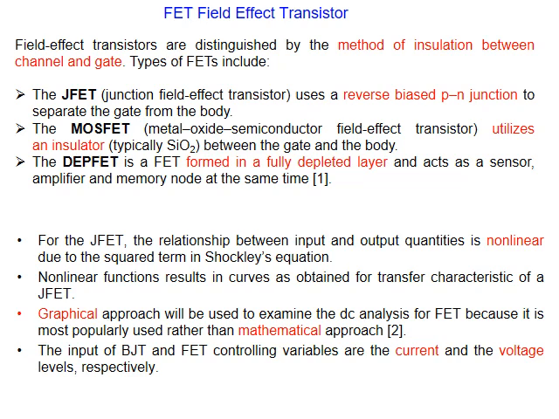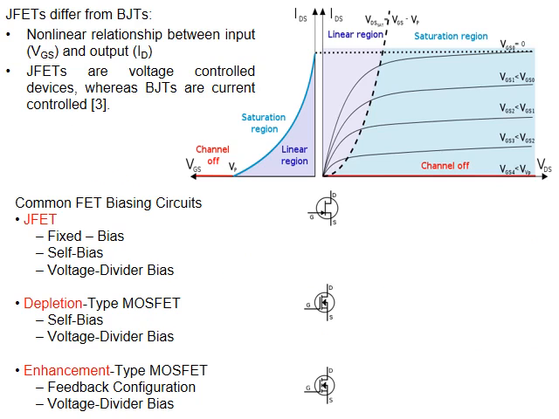Also, just to remind you, the BJT is controlled by current, while the FET is controlled by voltage. Here you can see IDS against VDS. We remember this curve. This is the cutoff region, and this is the linear or triode region. Here the transistor works as an amplifier, and here is the saturation region for different values of VGS.